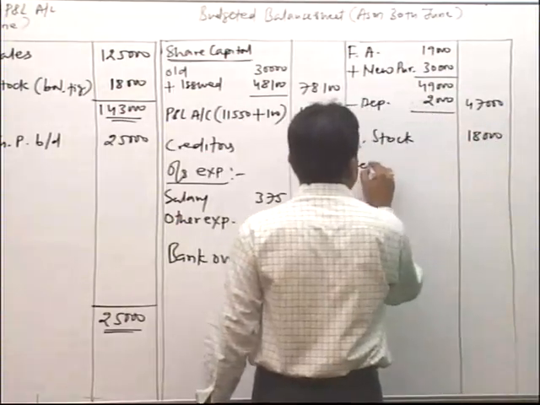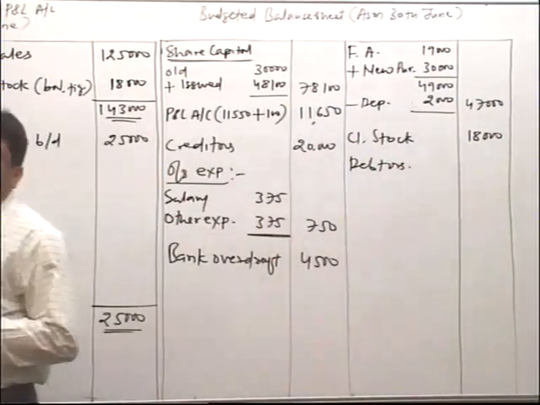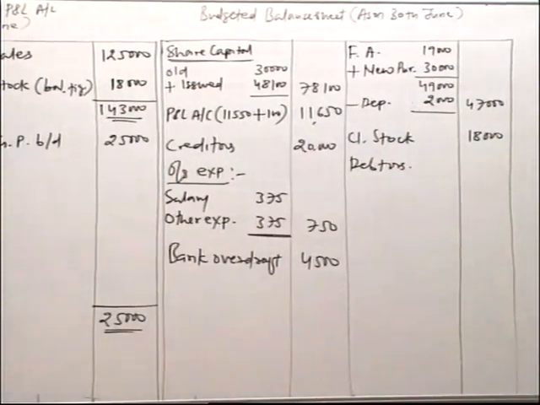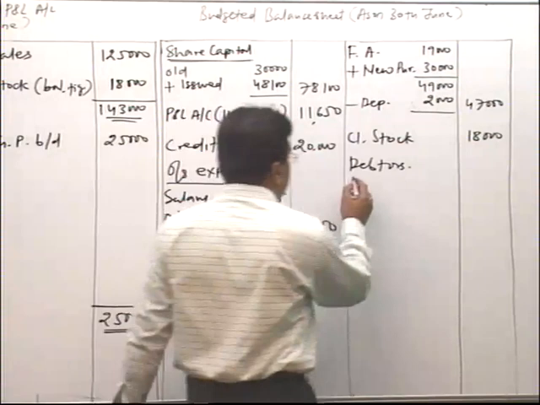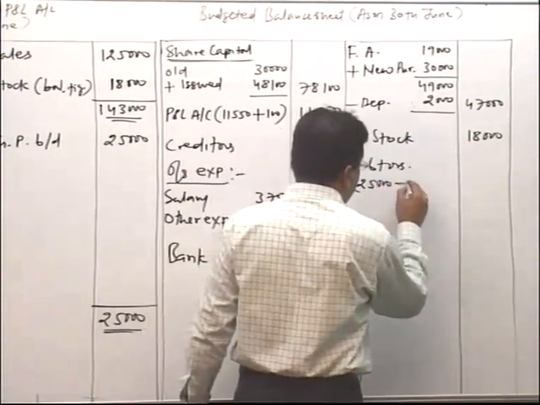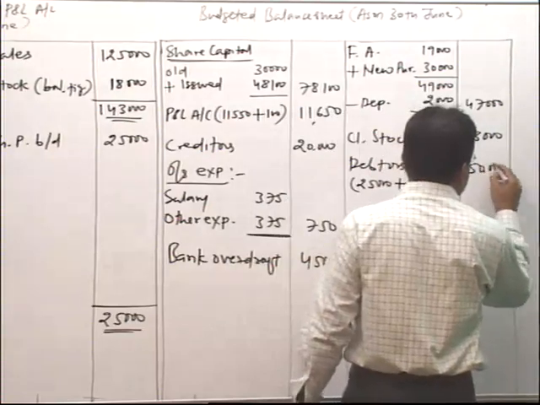Then come debtors. Now we know that debtors are given 2 months credit. So in the month of June, the outstanding debtors will relate to credit sales of May as well as credit sales of June. Now please see the credit sales of May and June. Both are 25,000 each. So debtors will be 25,000 of May and 25,000 of June. So total will be 50,000.